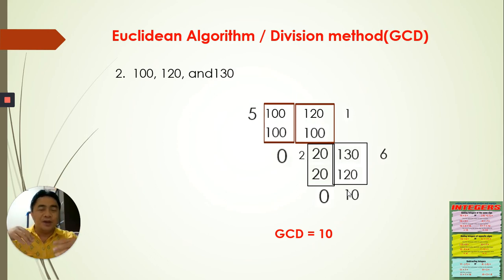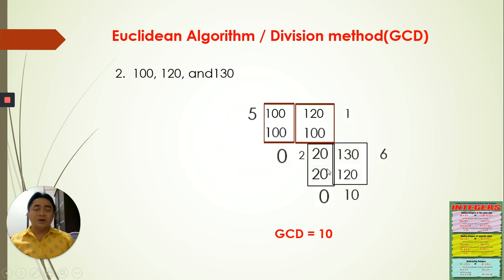Because if you have big integers, it will be difficult for you to factorize using prime numbers, because it will be very long. If you're going to divide using short division, it will be very long. But if you're going to use the long division method, it would be easy and shorter. Even though you will have numbers like 5,000 and 10,000, you will get the GCD. Still easy using this method.